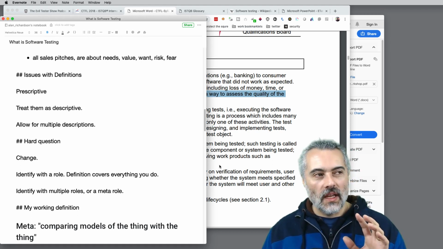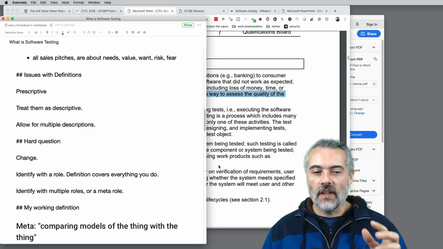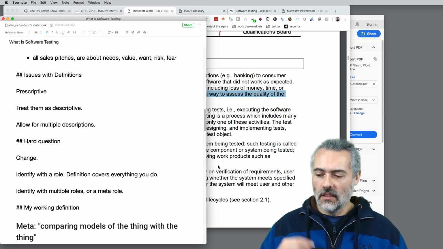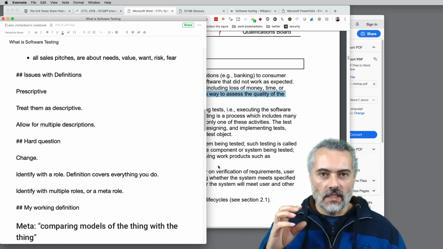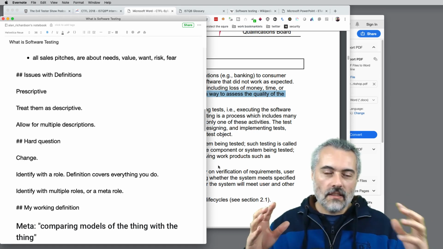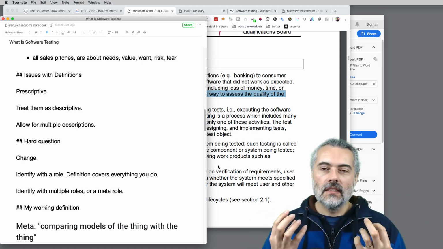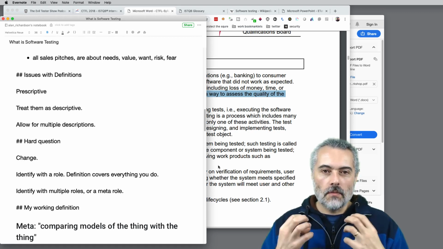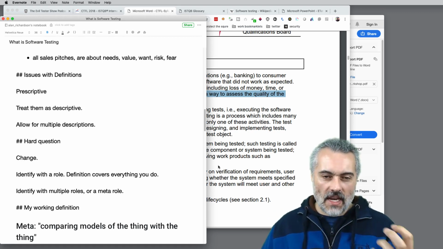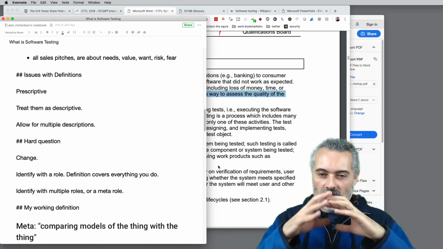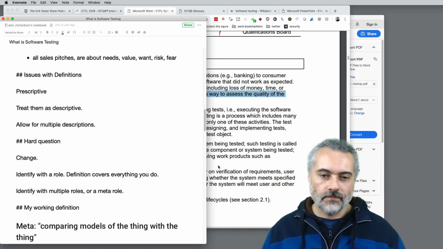Part of the issue we also have is that people identify with a role. So people identify with being a tester. The tester does testing. So if we ask what is testing, it really has to cover everything that a tester does, because they're so invested in that. Roles become part of their identity. I am a tester. Testing is what I do. This is what I do. My definition must cover that.